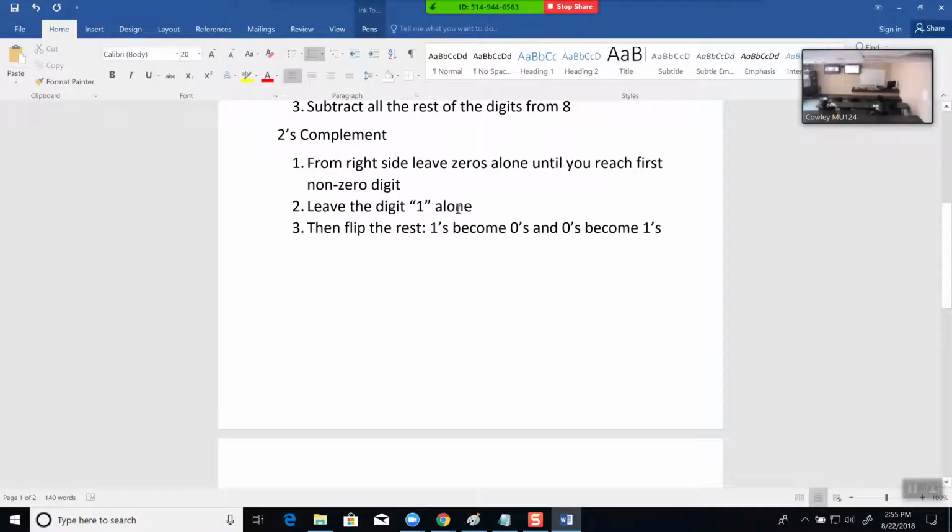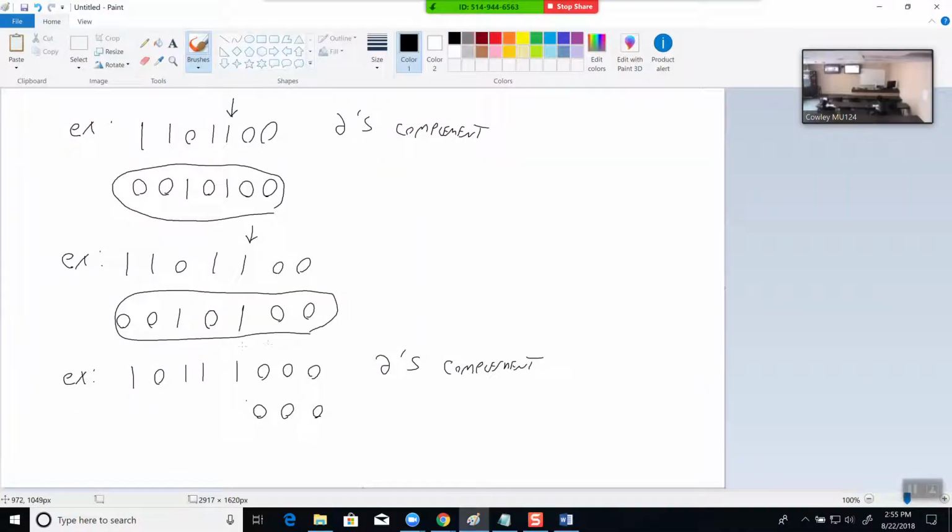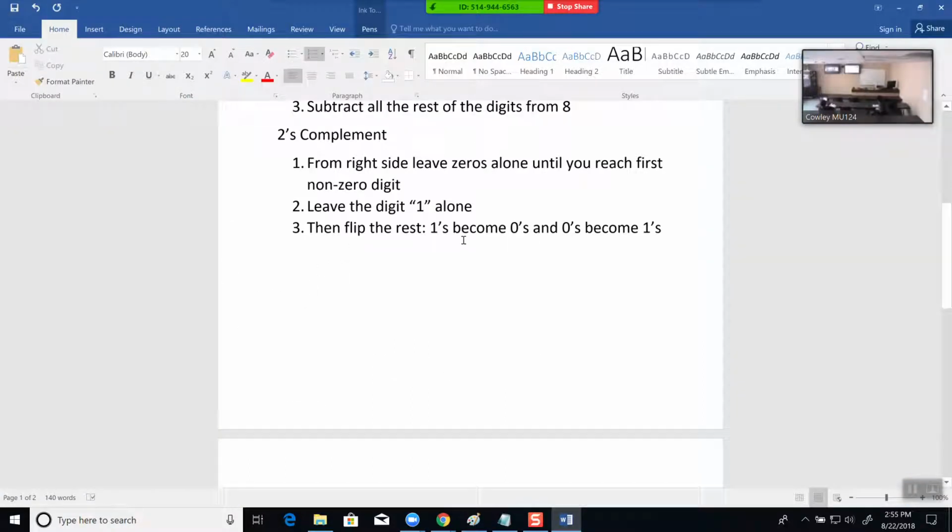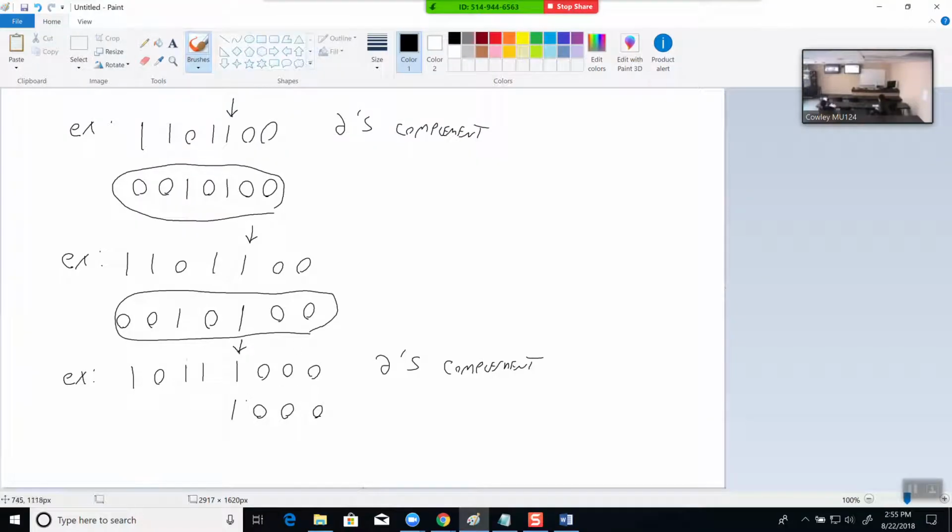Then it says leave the digit 1 alone, the one we're sitting right here. This is our first non-zero digit, so you leave that 1 alone. And then you flip the rest. 1s become zeros, zeros become 1s. So we got 0, 0, 1, 0. And that'll be our answer.